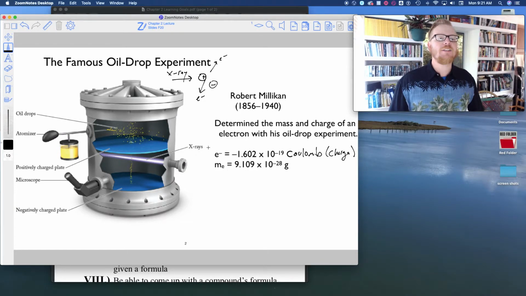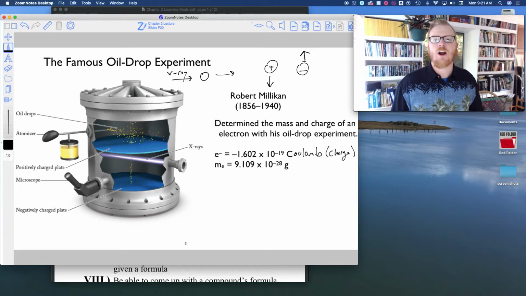Okay, and as a result, let's erase that because that picture is rather confusing. So basically, let's just say after the X-rays shoot the oil drops, they come out and they have this charge on them. Okay, and the ones that are positively charged are going to get attracted to the negative plate, and of course the ones that were negatively charged are going to get attracted to the positive plate. See, here's a positively charged plate right here and a negatively charged plate right there.